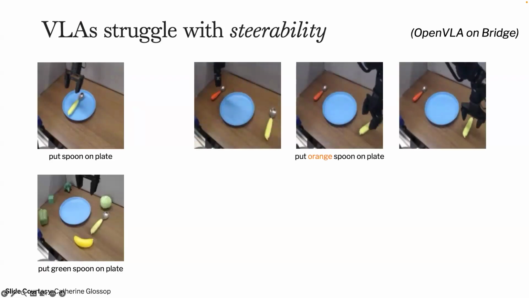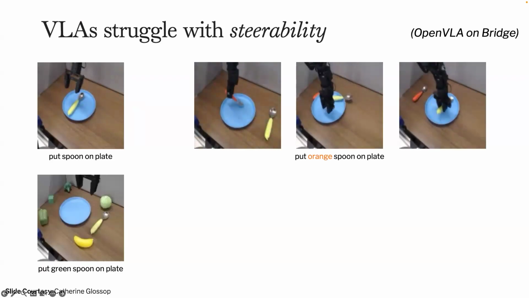But if you try changing the instructions a little bit, let's say there are two spoons now, a green spoon and an orange spoon, and you say, put the orange spoon on the plate, I don't actually think the model knows what an orange spoon is. I would argue it actually knows nothing about what a spoon is or what an orange is. It just picks up one of the two things because it roughly aligns with its prior distribution, without understanding which one of those two objects is tied to the instruction that's being given.